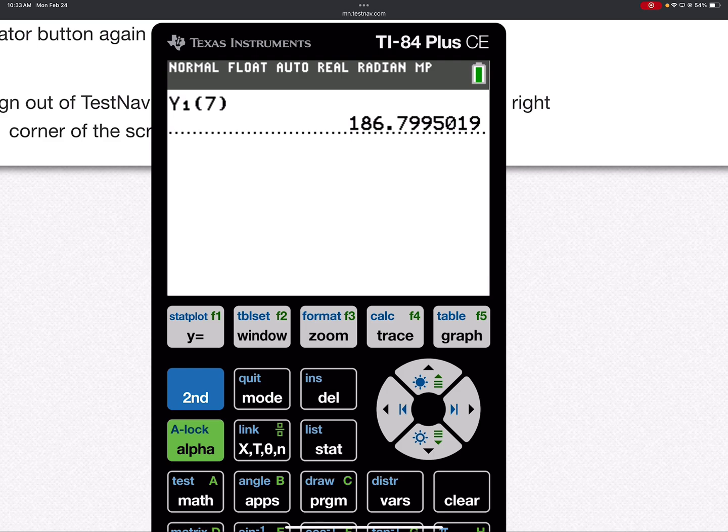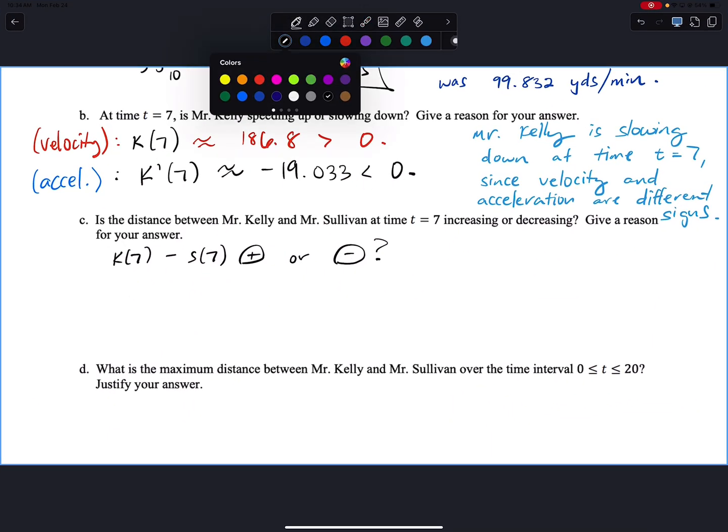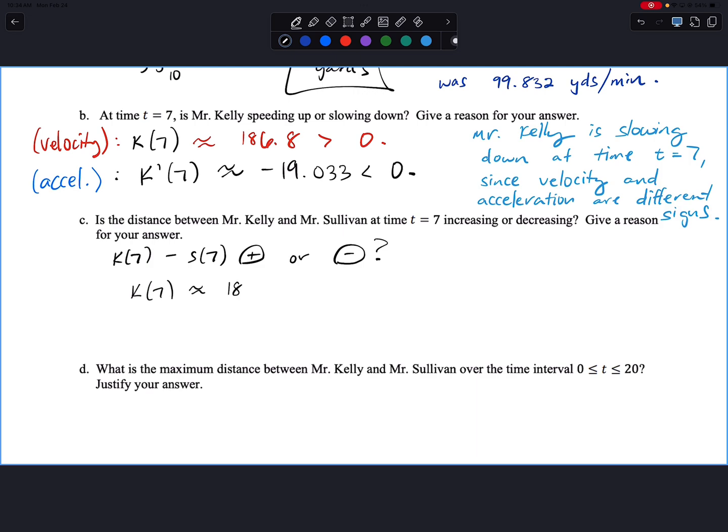So in AP, we either round or they use the word truncate. I hate that word. Truncate to 3 places. But do you agree that all we care about is it's basically 187? Okay, because 186.8. So K of 7 is approximately 186.8. S of 7, do something similar. Ask your calculator, what is Y2 of 7?